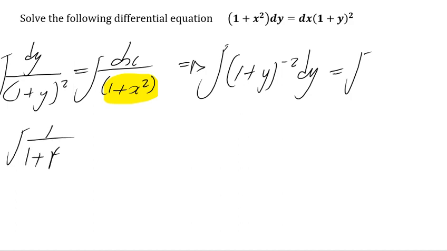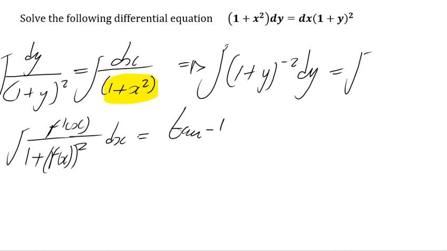plus f of x squared, with f prime at the top, dx. You see this is equals to arctan of f of x times 1 over f prime. Remember to always multiply by 1 over f prime. The f prime that you put there is the differentiation of that.